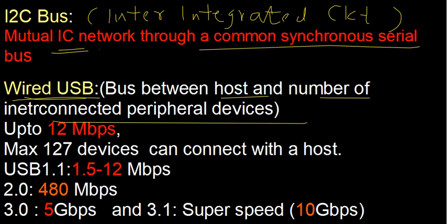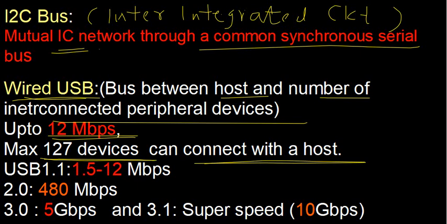So let us not go into the other details, but the technicality behind it. We can use this wired USB up to a speed of 12 Mbps, and in some cases nowadays you can even exceed that, depending upon modern technologies. A maximum of 127 devices can connect with a host at a particular time. As long as wired USB is concerned, we have different standards. One is USB 1.1, which has an operating speed range of 1.5 to 12 Mbps.